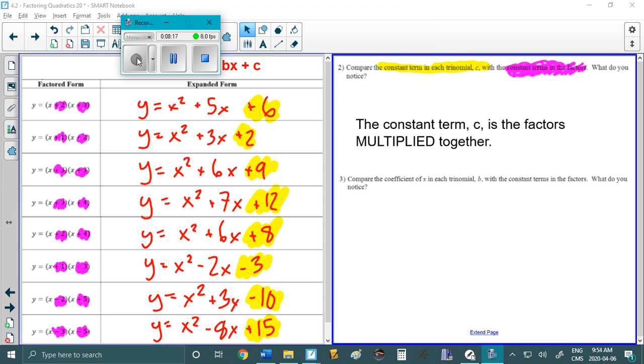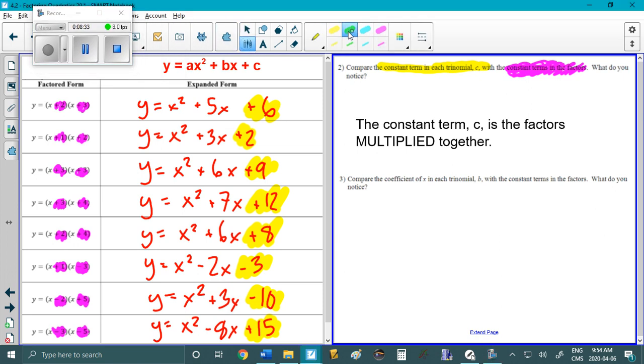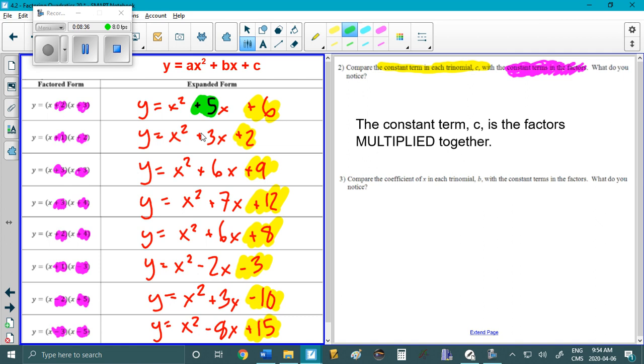Okay, and the answer is right here on the right side, typed for you. The constant term C is the factors, the pink ones, multiplied together. Now we're asked to compare the coefficient of x, and I'm going to highlight those for you here. The coefficients are plus 5, plus 3, plus 6, plus 7, plus 6, minus 2, plus 3, and minus 8. And we're asked to compare those with the constant terms.